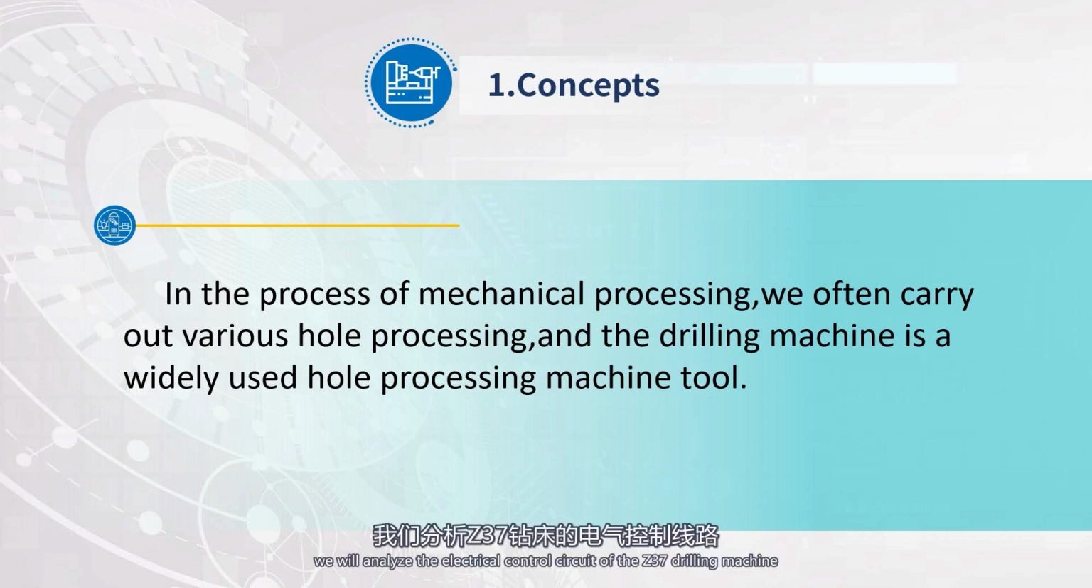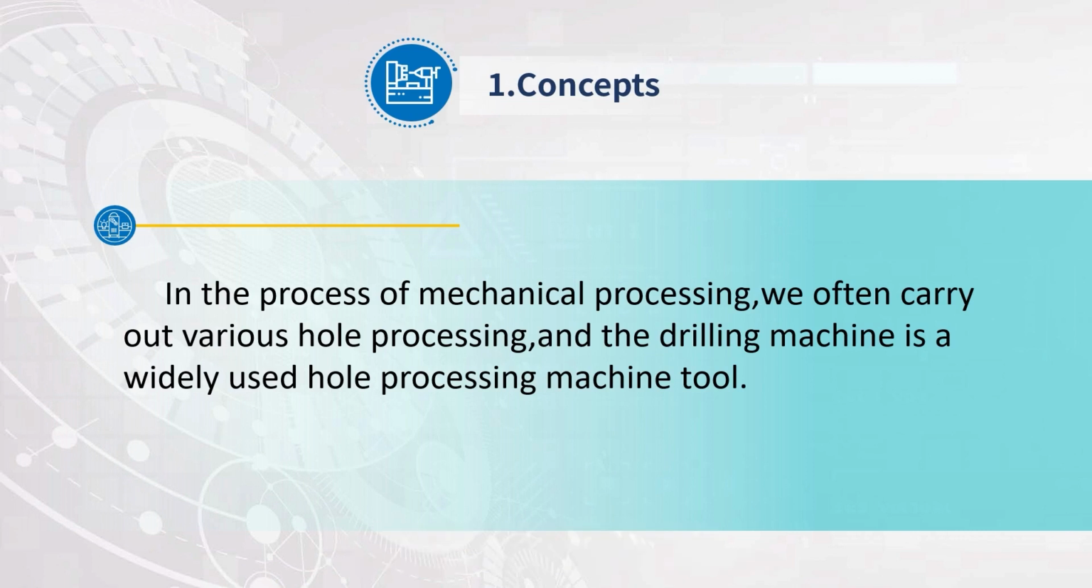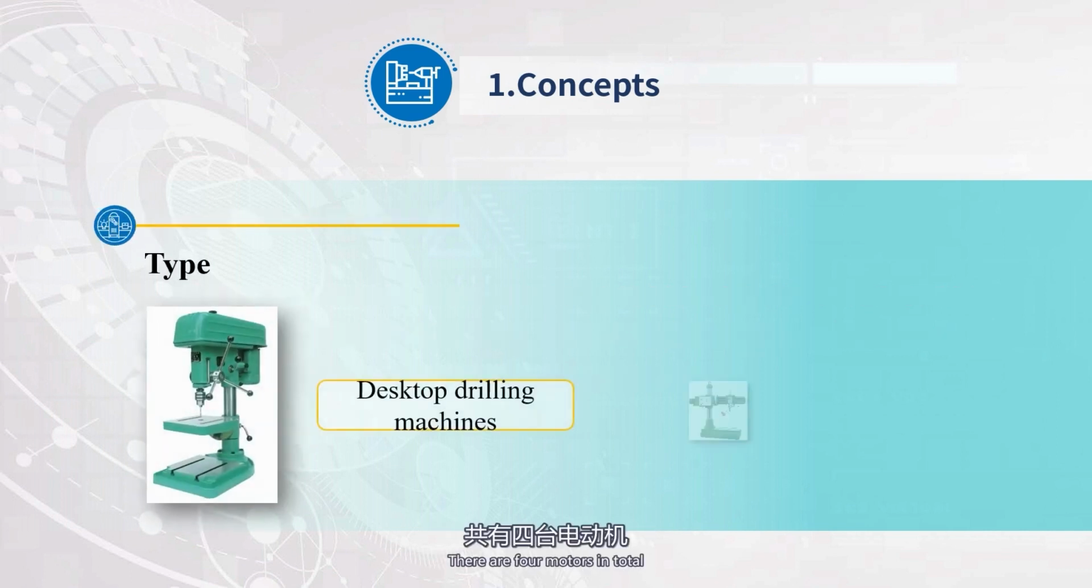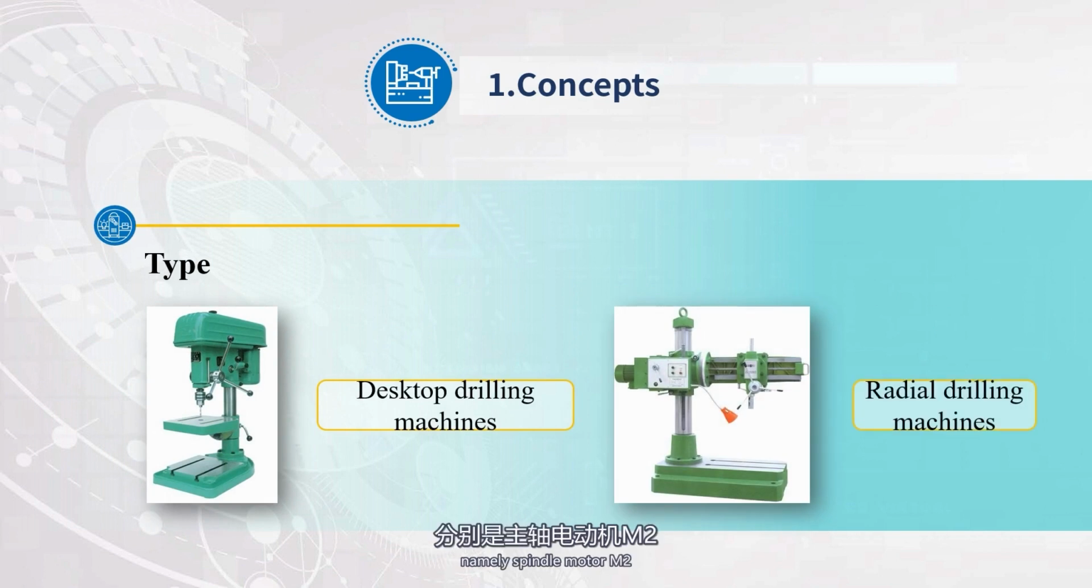Next, we will analyze the electrical control circuit of the Z37 drilling machine. Power supply part: controlled by power switch QS1. Main circuit part: there are 4 motors in total, namely spindle motor M2, rocker arm lifting motor M3, column tension motor M4, and cooling pump motor M1.